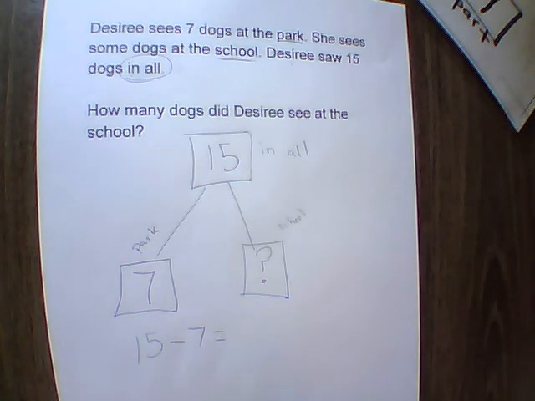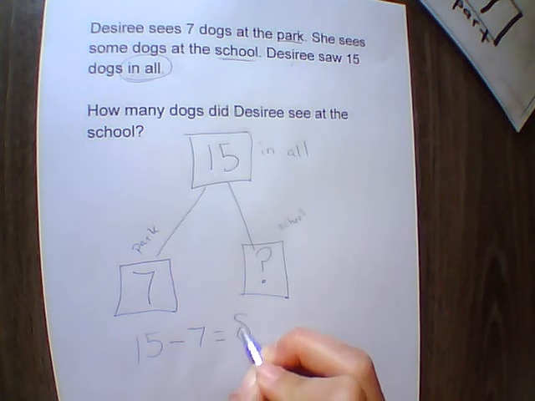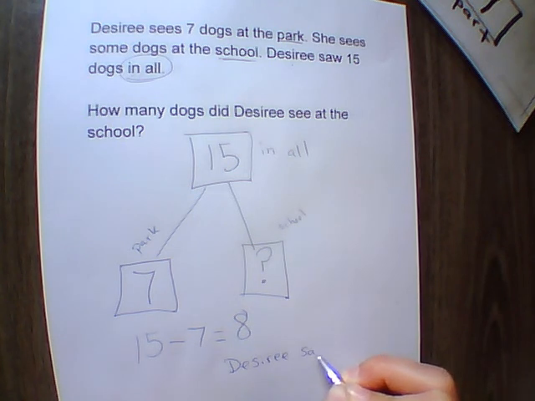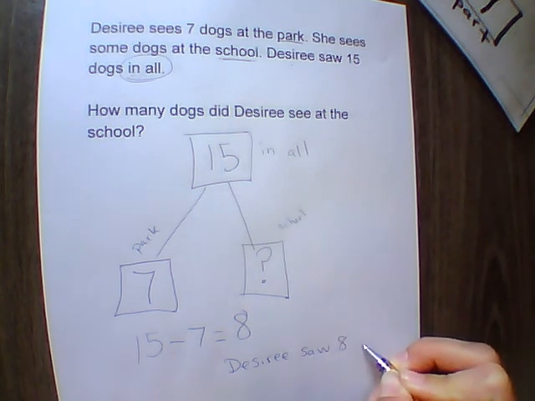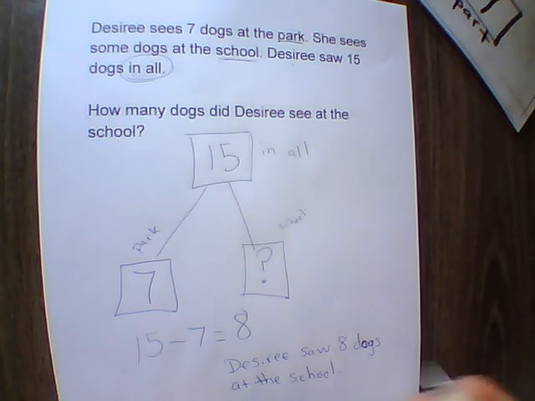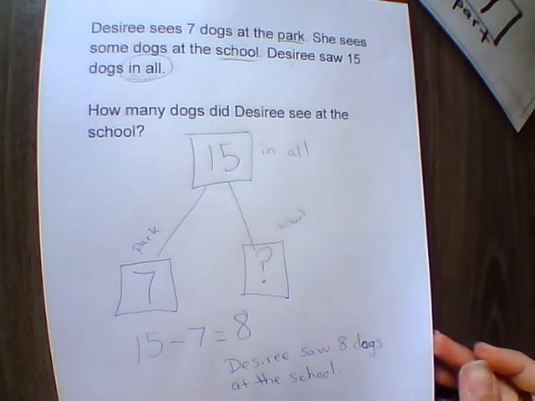And our answer is 8. Desiree saw 8 dogs at the school. So we're just making it a complete sentence.